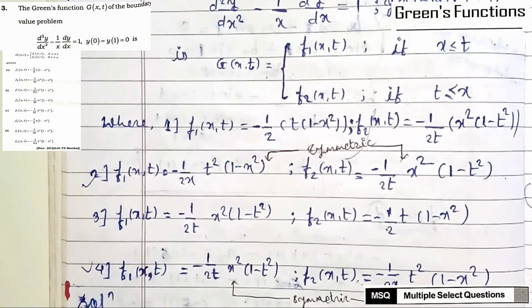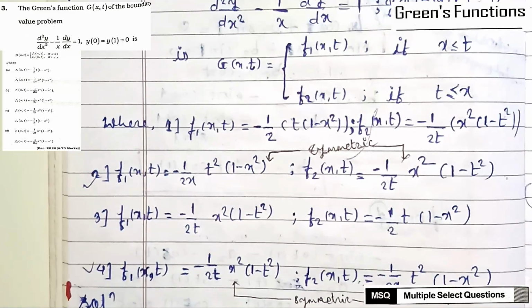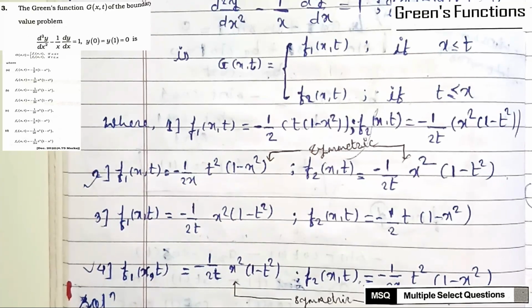So as we know, Green's function is continuous as well as symmetric. So we have to check the symmetric property in our options. Symmetric means we have to check whether f of xt is equal to f of tx or not. Wherever f of xt is equal to f of tx holds, then we say that it is the Green's function of our boundary value problem.